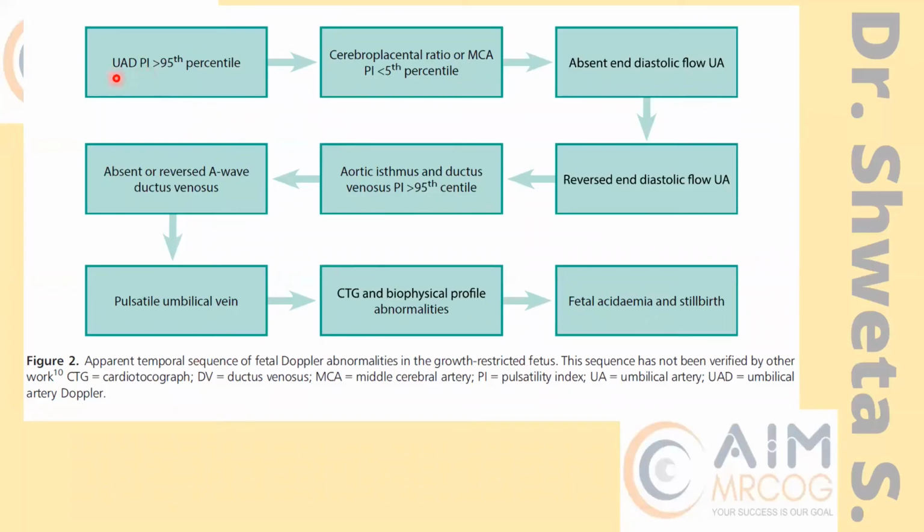Now, they say that this absence or reversal goes in this flow chart. First there will be umbilical artery pulsatility index more than the 95th percentile. Then it will affect the MCA, less than the 5th percentile. Then absent flow, then reverse flow, then ductus venosus abnormal PI more than the 95th, and absent or reverse A wave in the ductus venosus, then pulsatile umbilical vein, then CTG abnormality, and then finally acidemia and stillbirth. So this is the sequence of events.